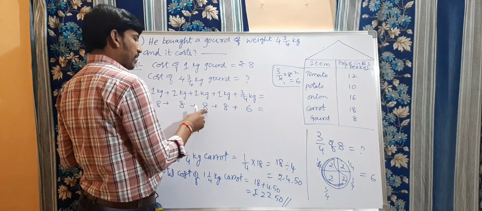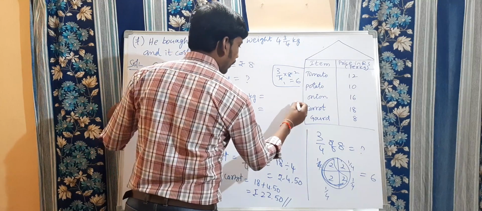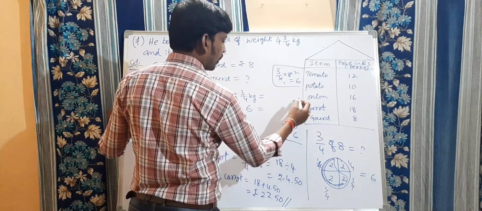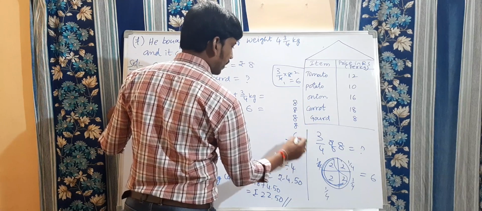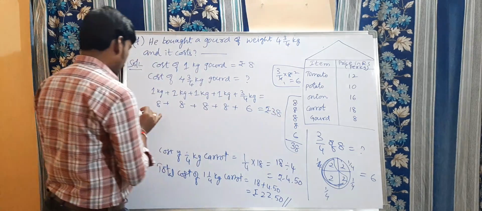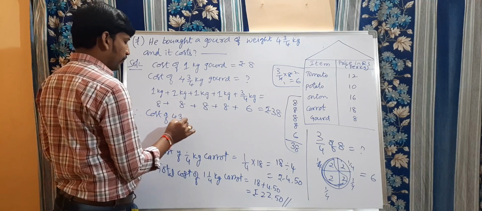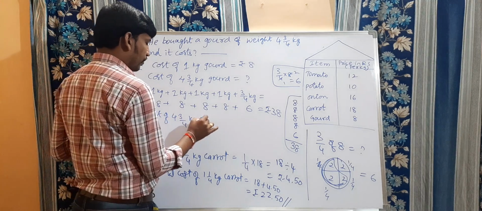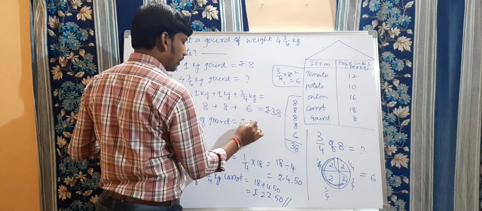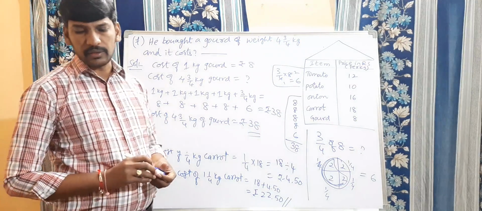So 8 plus 8 plus 8. 8 fours are 32. 32 plus 6 equal to how much? So 8, 8, 8, 8 and 6. By adding all these, 32 plus 6 is 38. Clear, my dears? So here it is rupees 38. So therefore, the cost of 4 3 by 4 kg of gourd is equal to rupees 38. Is this clear, my dears? Did you understand that?